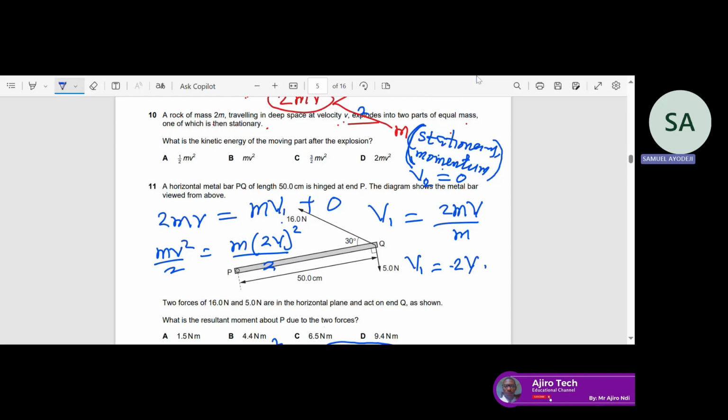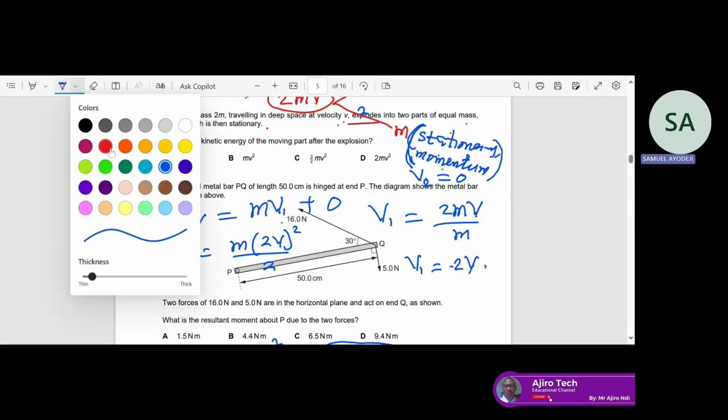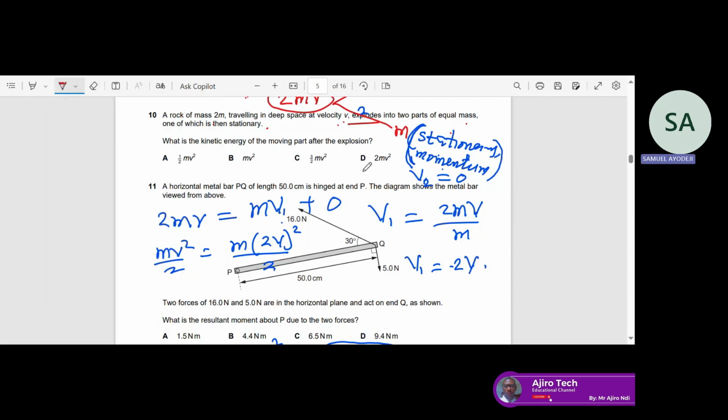So I think that's supposed to be the correct answer. D. This is the correct answer.